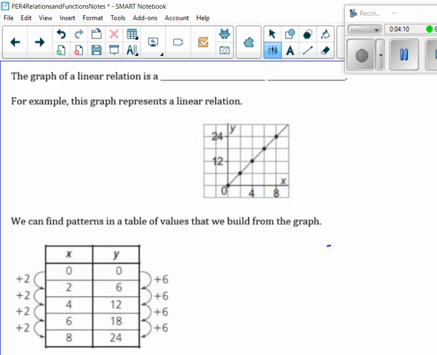the graph of a linear relation is, so the graph of a linear function is a straight line. I hate using the word straight line because all lines are straight, but for example, this graph represents a linear function. Do you see if you connect the dots, you could have a ruler that goes right through it? No, because you could have a vertical or horizontal too, right?